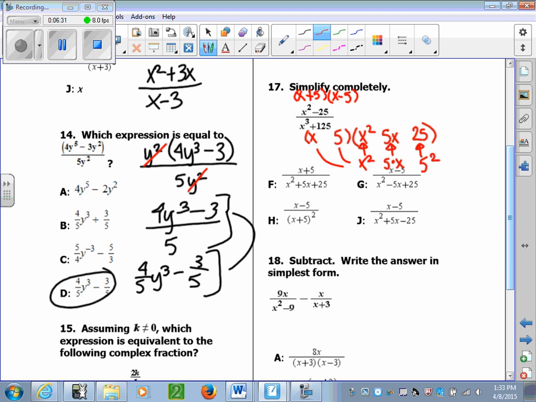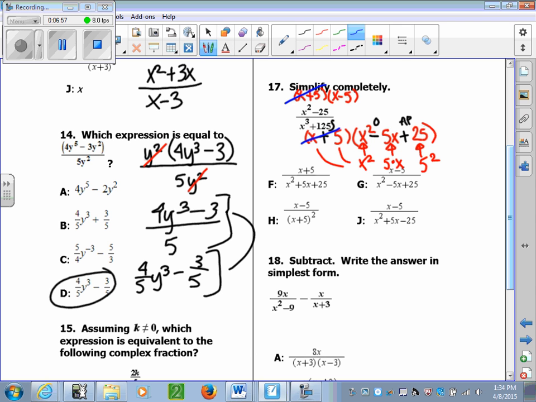Alright, now remember we use SOAP to fill in our signs. We have same, opposite, always positive. Same as the original was a positive, opposite is a negative, always positive. Alright. So then I need to see if I have any factors that cancel, and sure enough I do. I have an x plus 5 here and an x plus 5 here, they cancel out.